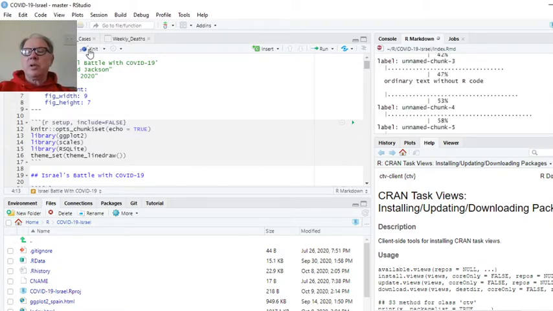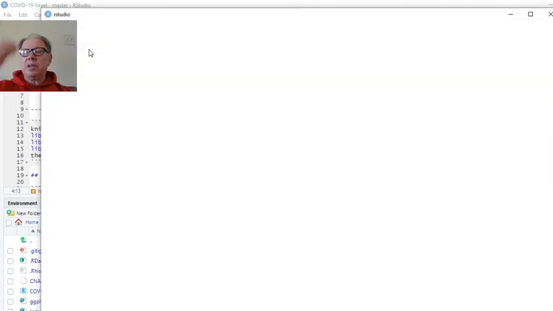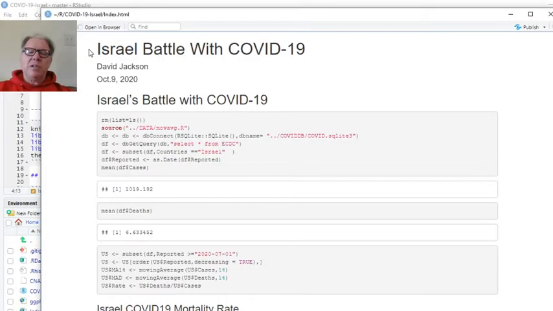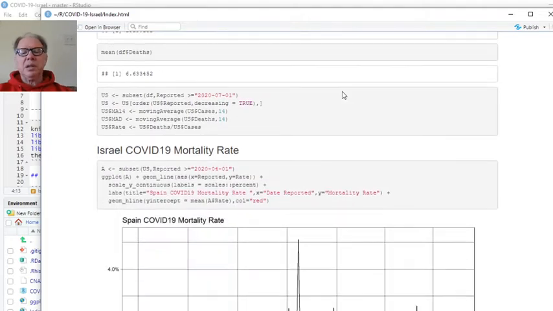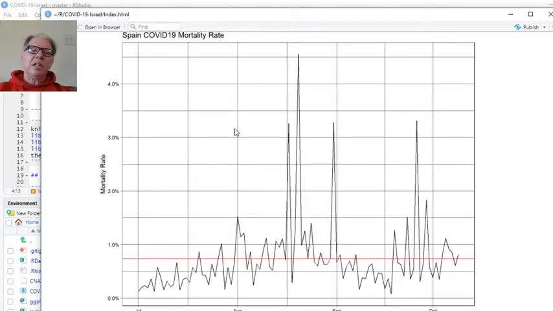Israel is another of those small countries that's been struggling with cases and even some deaths recently. And they're actually in the midst of a two-week lockdown, which we'll see over the course of the next two weeks whether it actually helps or not. Okay, first let's look at the mortality rate. The average mortality rate is about here.